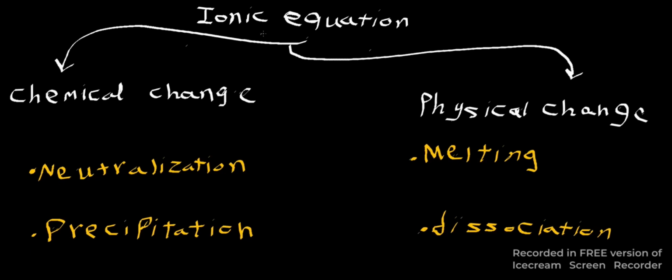In this video we're gonna talk about ionic equation. Ionic equation is an equation which represents only the ions involved in a chemical reaction in aqueous solutions. What does it mean? I can write ionic equation when a change happens, whether this change is a chemical change or a physical change. Chemical change such as neutralization or precipitation, and physical change such as melting or dissociation.